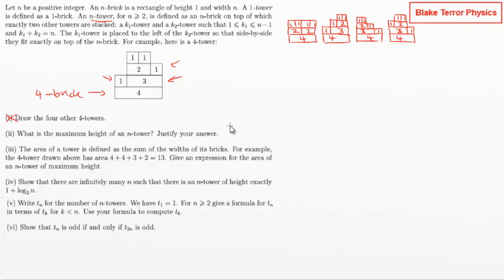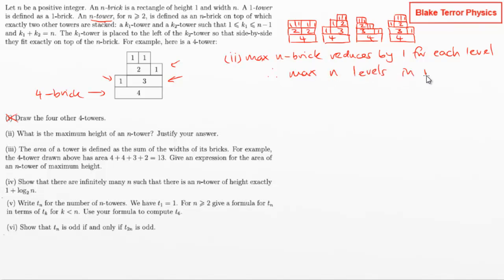What's the maximum height of an n tower? Justify your answer. Right, well, these have got a maximum height of 4, which is n. Yeah, we're dropping by 1 each time. So we've got the maximum n brick reducing by 1 for each level. Therefore, a maximum of n levels in an n tower.